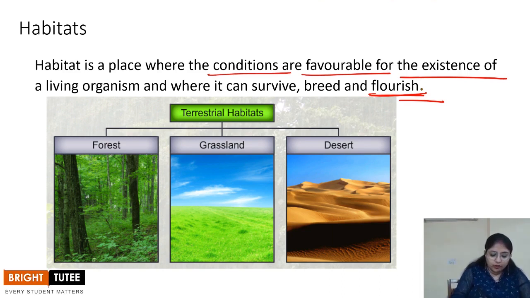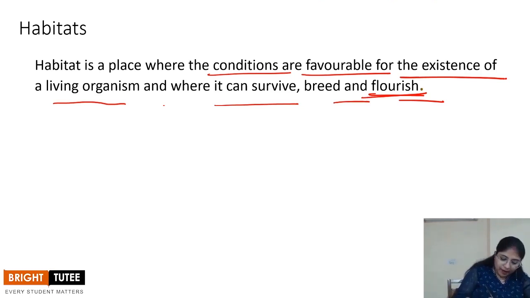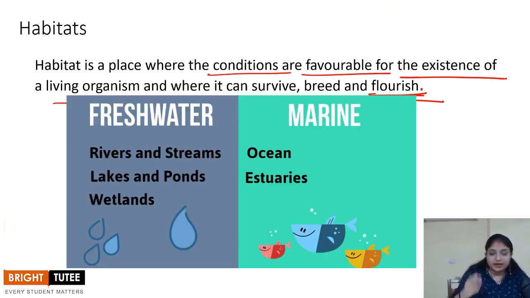So these include your mountains, these include your deserts, plains, any terrestrial habitat that you can think of, that means any habitat which is of the land is a terrestrial habitat. Then you have the other kind of habitat, that is the aquatic habitat. That means the habitat which is in water, which is divided into two types. First is the sea water and other is the fresh water habitat, right?